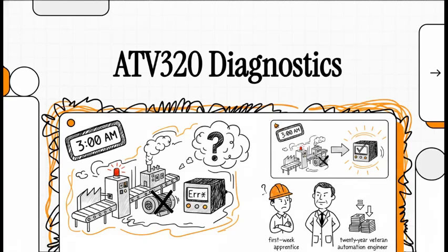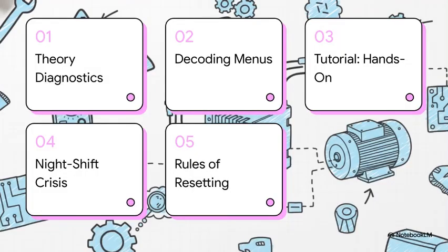Well, welcome to this explainer. Today, we're going to take that exact panic-inducing situation and transform it from a total mystery into a moment of absolute mastery. We are diving deep into the diagnostics and troubleshooting of the Altivar Machine ATV320. Here's our quick roadmap for this explainer. We'll start with the theory of drive diagnostics, move into decoding the parameter menus, do a hands-on tutorial, break down a real-world night shift case study, and wrap up with the golden rules of resetting.